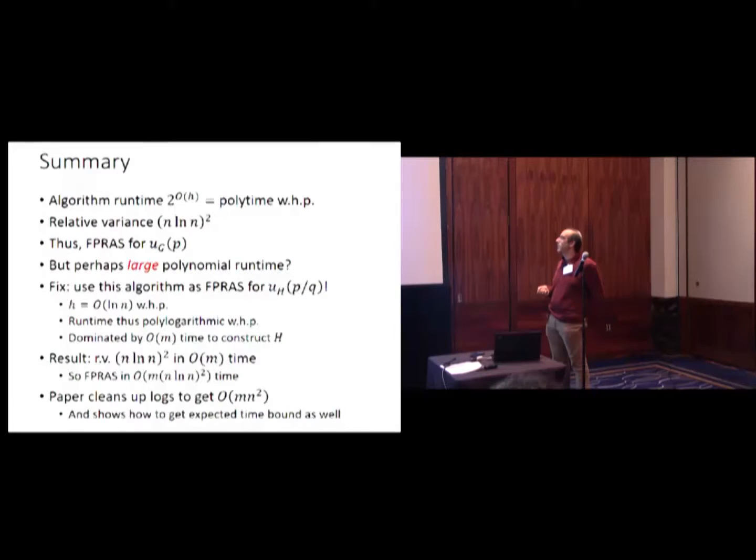Yeah, so the main result of the paper is that you get relative variance of n log n squared in order m time, and so you get your FPRAS in mn squared time. The paper cleans up some of the logs by being a little more careful than I've been in this talk, and it also shows that the argument I just gave you was a high probability result, but it turns out you can make it work in expected order mn squared time as well.